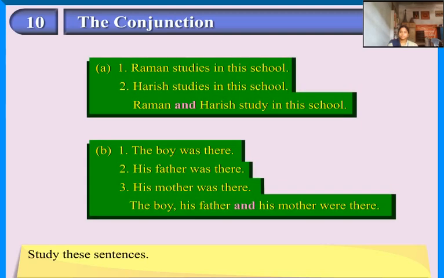Study these sentences. Raman studies in this school. Harish studies in this school. Raman and Harish study in this school. The boy was there. His father was there. His mother was there. The boy, his father, and his mother were there.